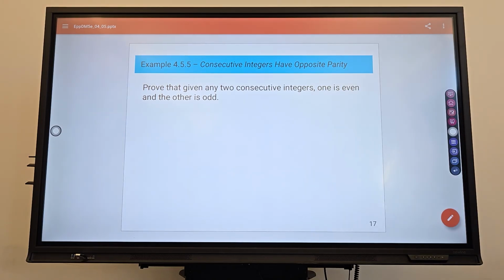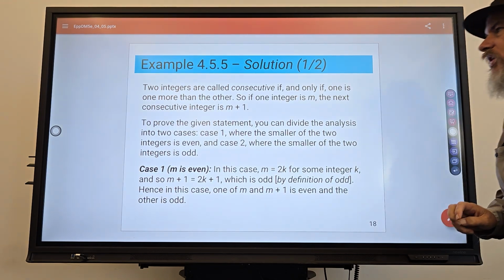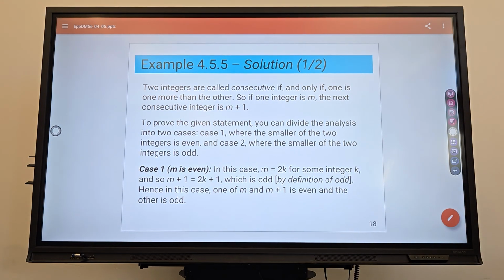Prove that given any two consecutive integers, one is even and the other is odd. Two integers are called consecutive if and only if one is one more than the other. So if one integer is m, the next consecutive integer is m plus 1. To prove the given statement, you can divide the analysis into two cases. Case 1, where the smaller of the two integers is even, and case 2, where the smaller of the two integers is odd.